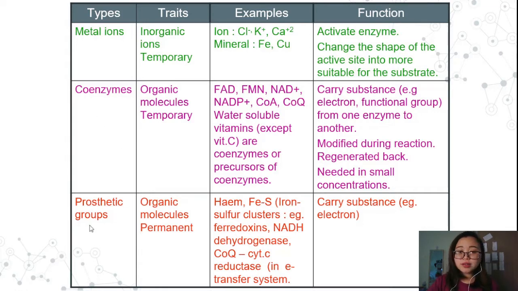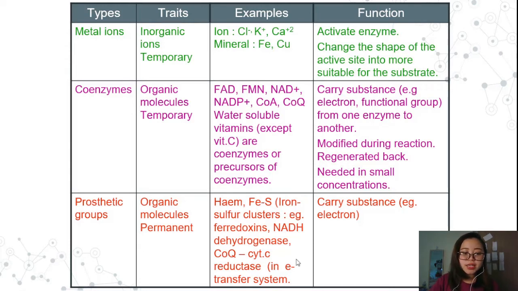Okay, moving on to the third type of cofactor, it is prosthetic groups. Prosthetic groups are organic molecules that will bind to the enzymes permanently. Examples of prosthetic groups are heme, iron-sulfur cluster, which is shortened as FeS here. Examples of iron-sulfur clusters are ferredoxins, NADH dehydrogenase, CoQ, and cytochrome C reductase, which you can find in the electron transfer system.